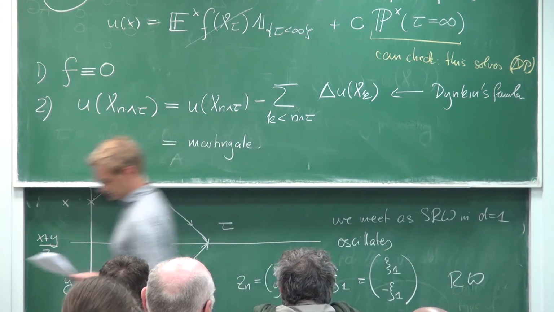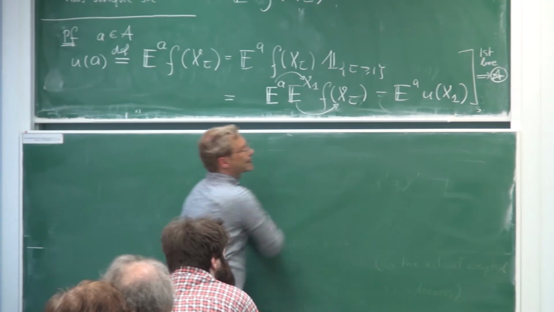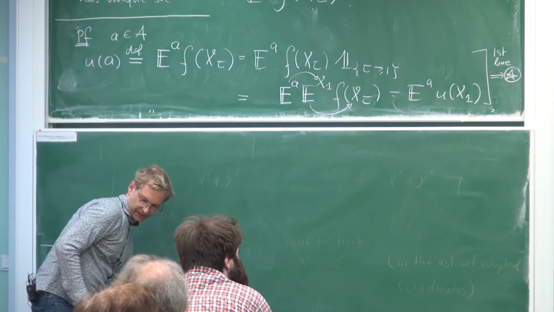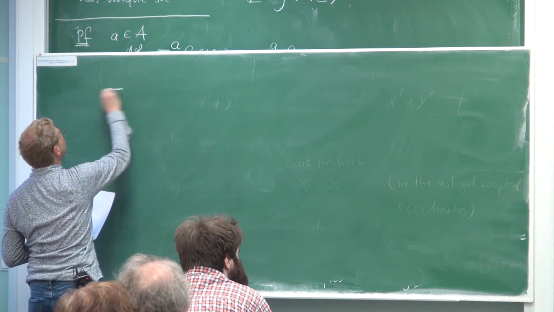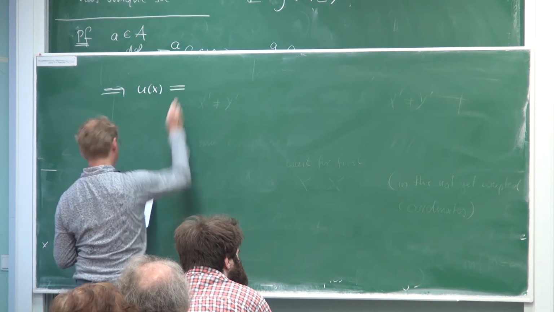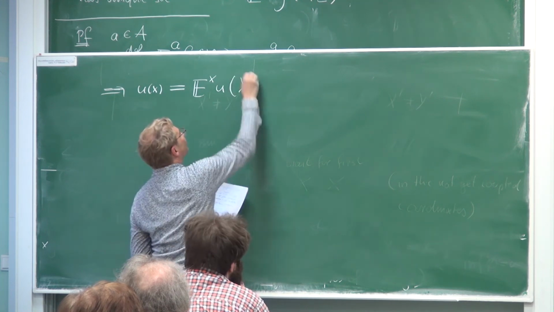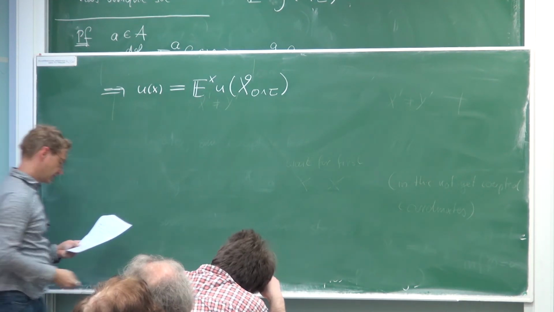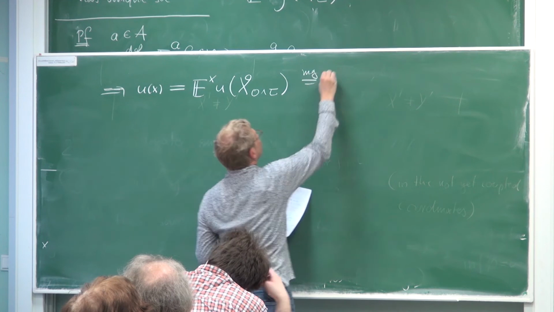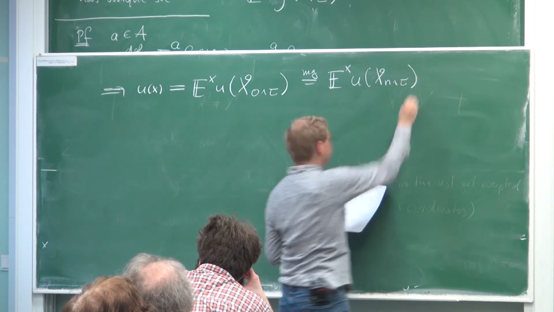In a discrete setting. And since it's a martingale, we can get our hands on the expected value. What we get, that u of x is just the expected value of x minimum tau at 0. That's trivial. But since it's a martingale, it's the same as this.